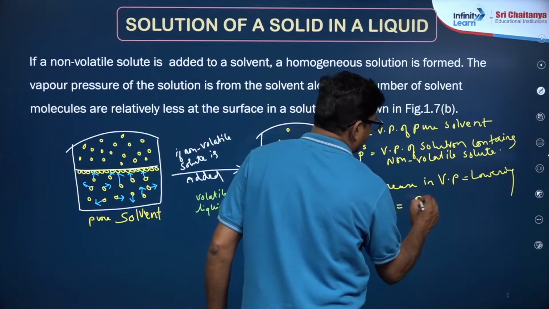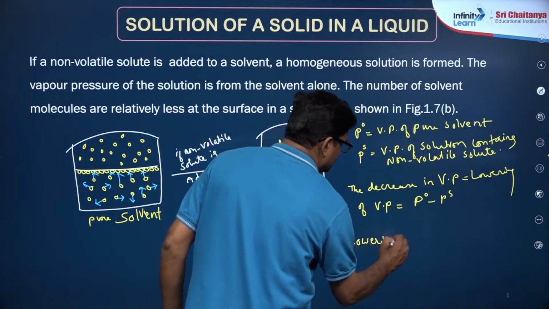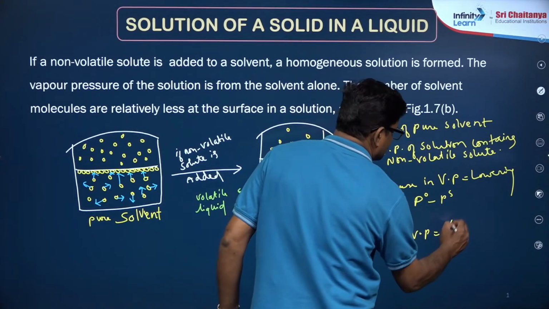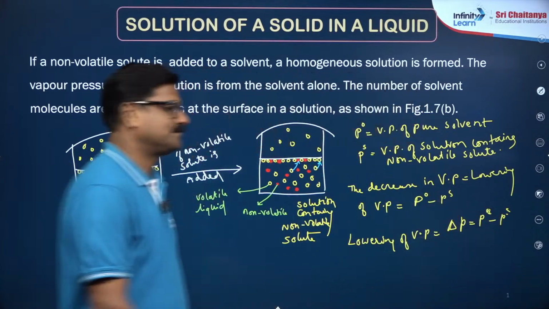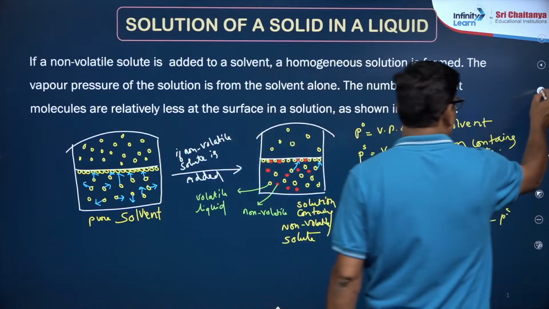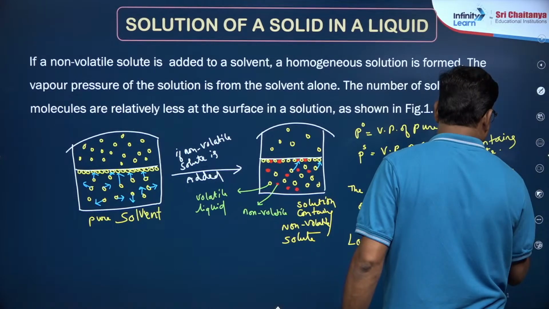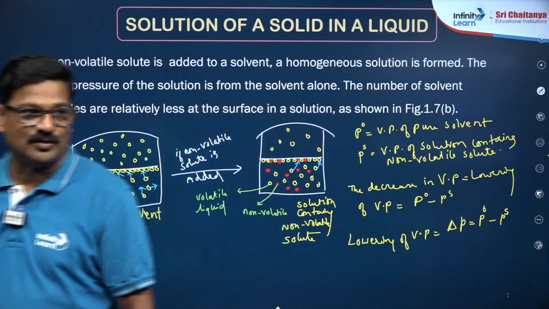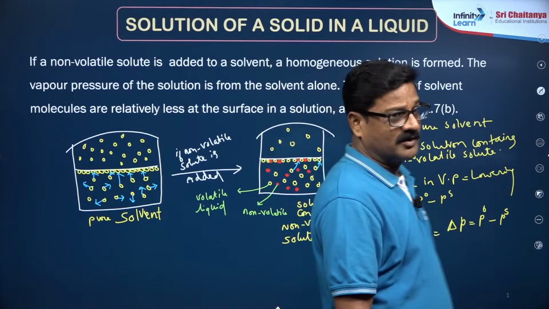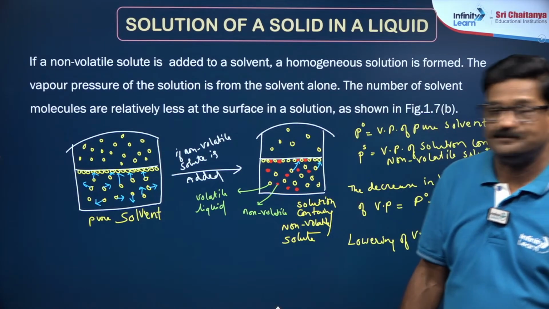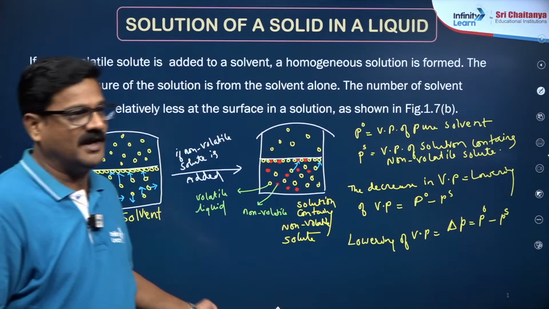It is given as P naught minus PS. So you can say lowering of vapor pressure, that is delta P is equal to P naught minus PS, that's it. That is the behavior of the non-volatile solute. If you are able to understand, you will understand the total colligative properties, because colligative properties are related to the vapor pressure only. I can clear this, my dear children.